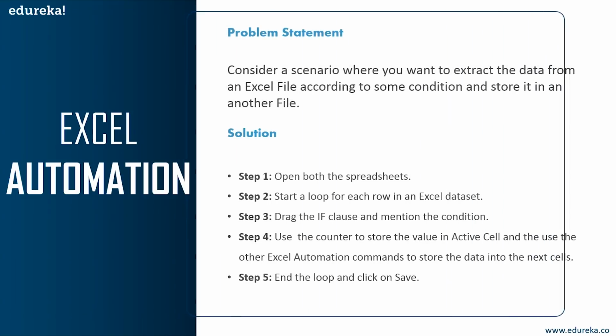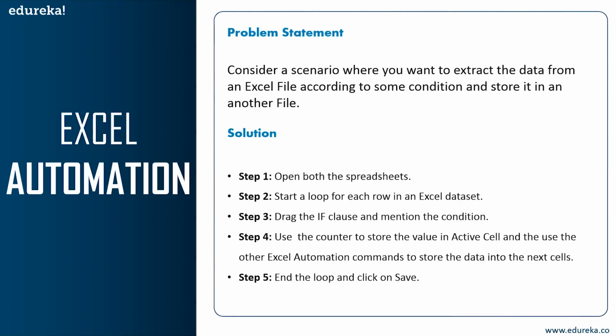The problem statement for our Excel automation is basically that we want to extract the data from an Excel file according to some specific condition, and after that we're going to store the extracted data into another Excel file. For example, if you have two Excel files, let's say A and B. Now A is our source file and let's say it has 10 columns. We want to consider a specific column and then mention some conditions. Let's say we want to consider the second column, and the condition is that the value should be less than 100. So all the data whose values in the second column are less than 100 should be stored in the second spreadsheet, right?